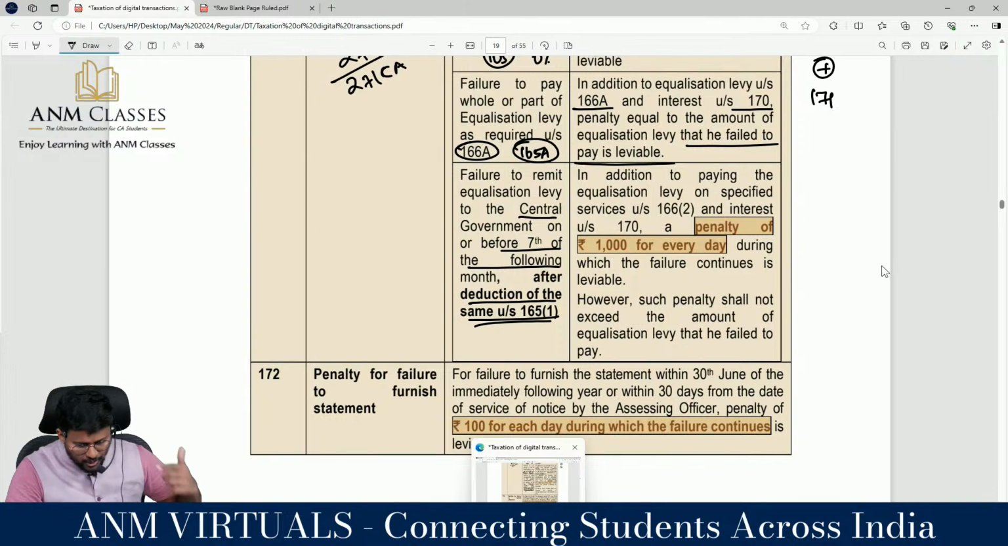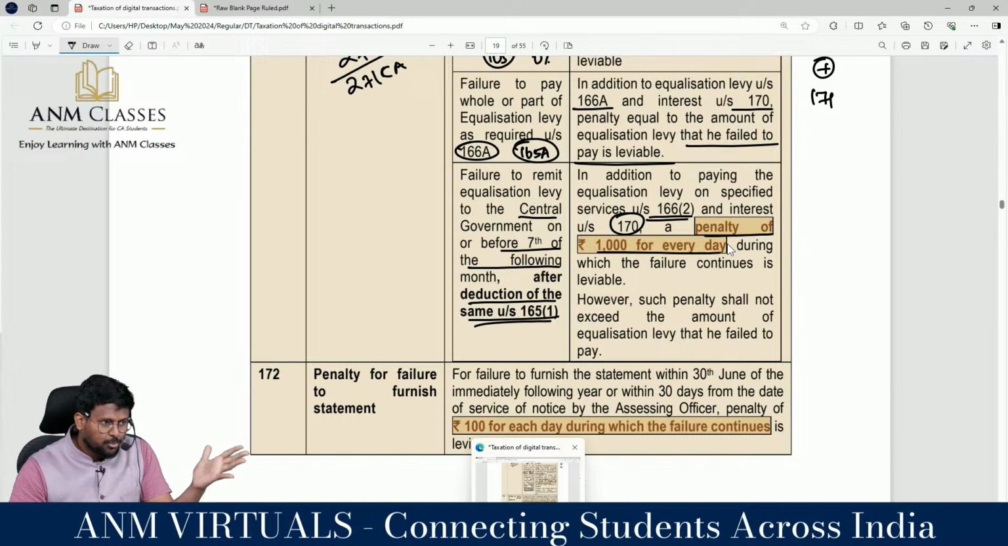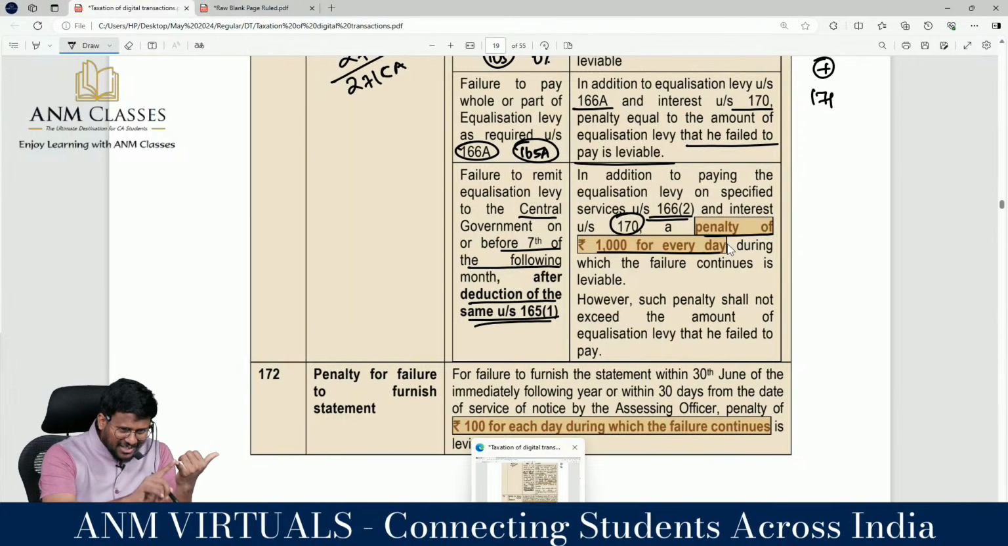165 subsection 1. 165, in addition to paying the equalization levy on specified service under what section? 166 subsection 2, and interest under what section? A penalty of how much for each day? இது புடிச்சிட்டு கட்டாம இருந்தா, புடிக்காம இருந்தா, equal to, புரியுதா இல்லையா? புடிக்காம இருந்தேனா அந்த 6% பாக்கெட்ல இருந்து கட்டணும், plus interest 170 பதிலா கட்டணும். Penalty equal to amount as per section 171 பதிலா கட்டணும்.